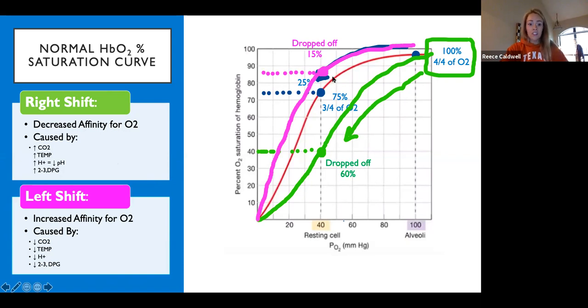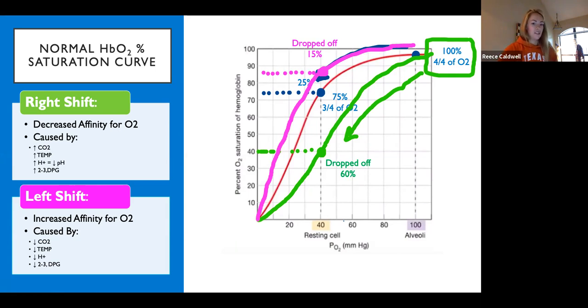With the left shift, it has an increased affinity for O2, meaning that it's holding on more tightly. It doesn't want to drop off as much oxygen to the tissues, and therefore we drop off much less than we normally would. There are 4 things that can cause this: carbon dioxide, body temperature, hydrogen concentration, which signifies the pH of the body, and this molecule called 2,3-DPG.